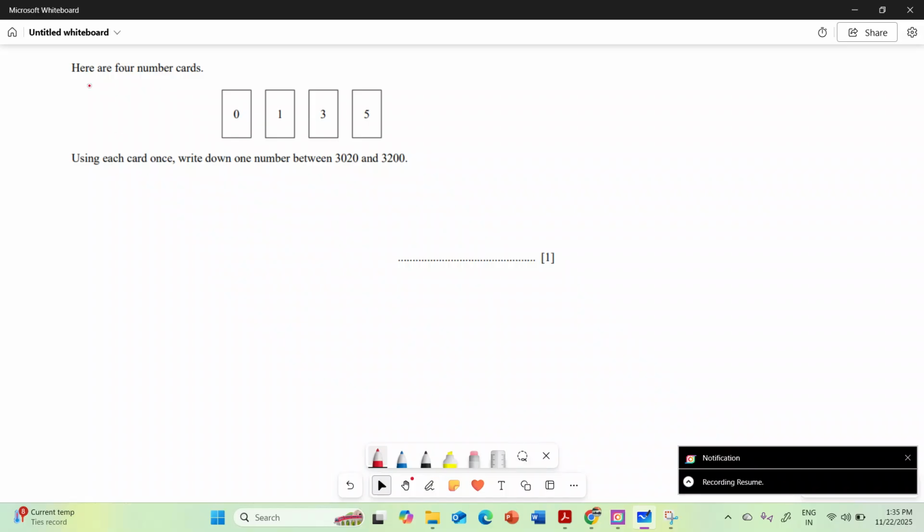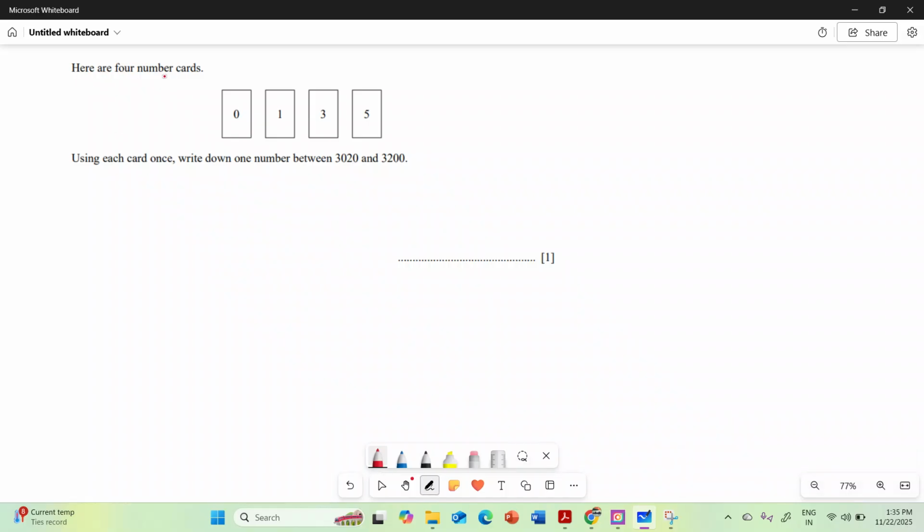Here is a question. Here are 4 number cards. So this is 0, 1, 3 and 5. Using each card, write down one number between 3020 and 3200. So here we have this place, this is my 4-digit number.